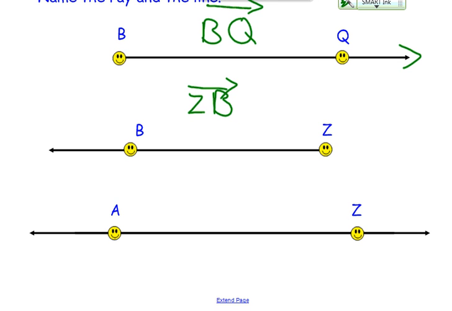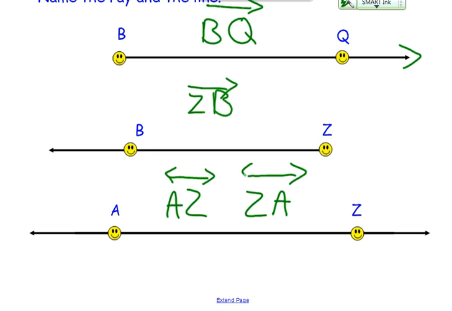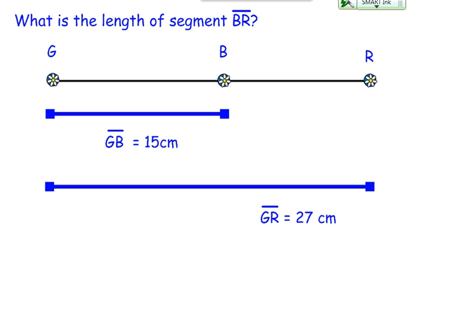Then with a line, we see arrows on both sides, and so we can call this line AZ, making sure we have arrows, or you can actually write it both ways in this case. It could be line ZA. So we have that review.